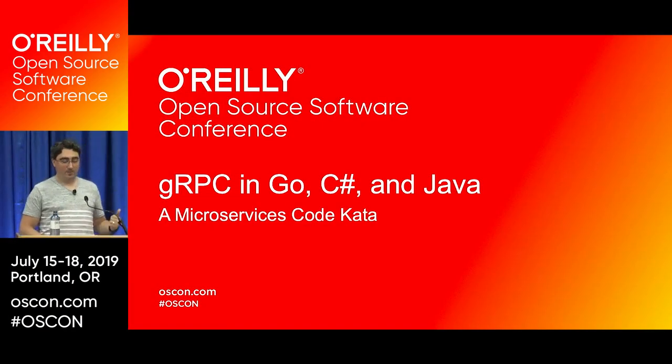I'm from Salesforce, and I'm going to be presenting today on gRPC in Go, C#, and Java. Call this a microservices code kata. We're going to implement the same service 3 different ways and demonstrate how we can make 3 different programming languages consistently and easily interoperate with each other using the gRPC framework.